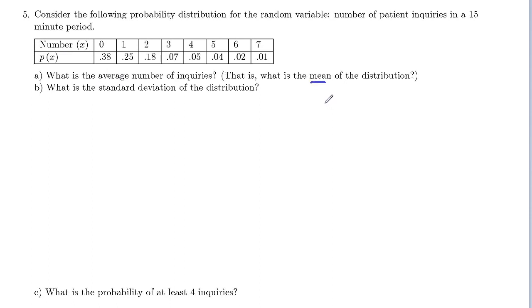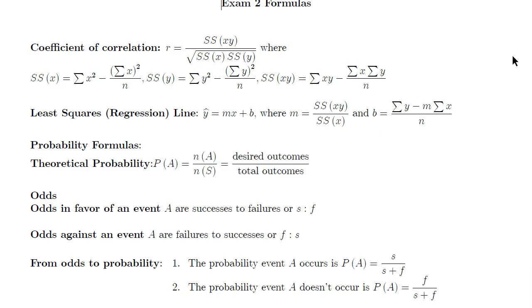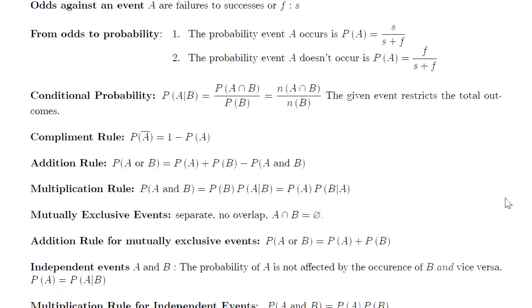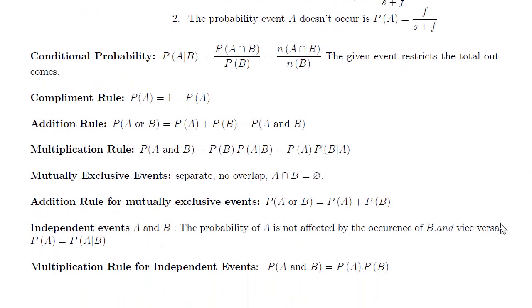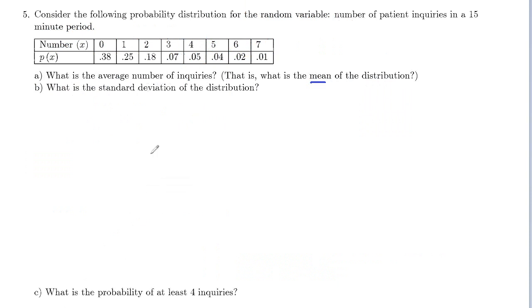So if we go back to probability distributions in our formula sheet, that is exam 3 now. We've got the mean of a probability distribution is the sum of x times P of x. So we have to do an x P of x table to find that mean. We are going to list the x values and then the probability of x, and then multiply those, x times probability of x.